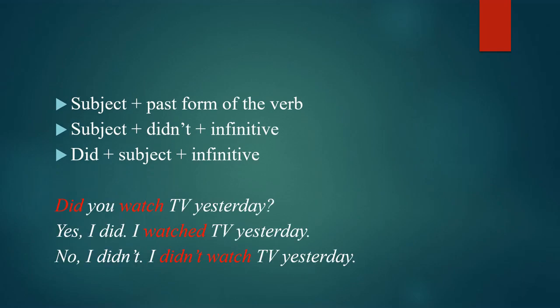For example, did you watch TV last night? Yes, I did. I watched TV last night. No, I didn't. I didn't watch TV last night. Remember that when we have did, we use the simple form of the verb, or infinitive without to. Did you watch TV, and not did you watched TV. We only use the past form of the verb in affirmative sentences, not negatives and not questions.